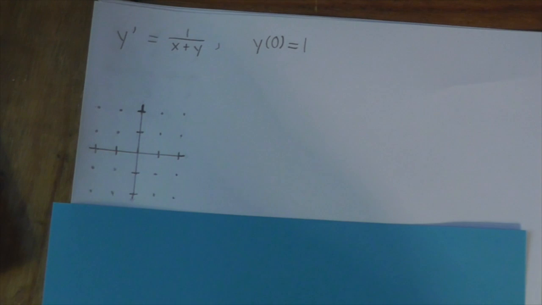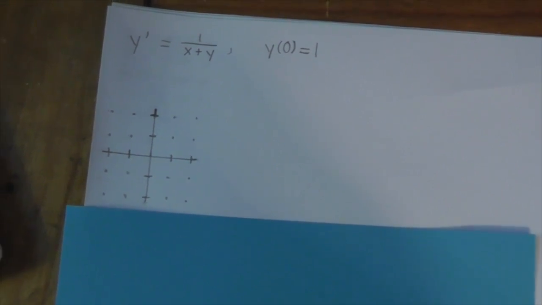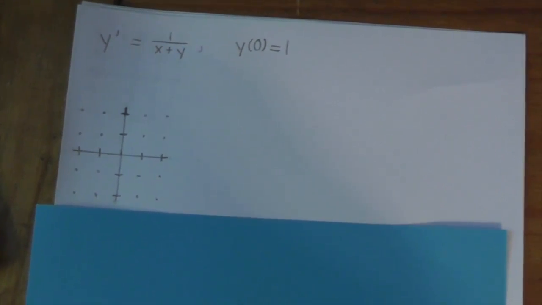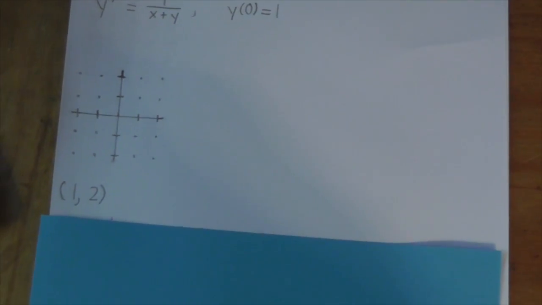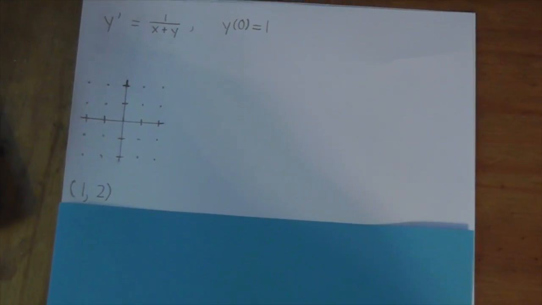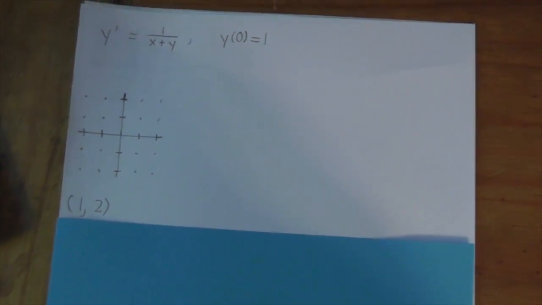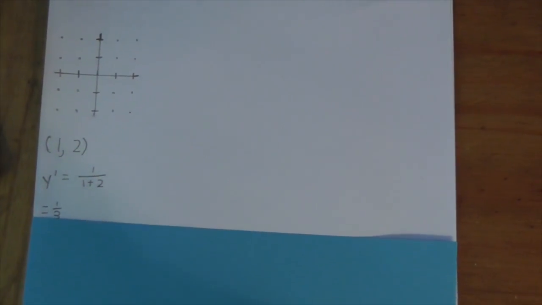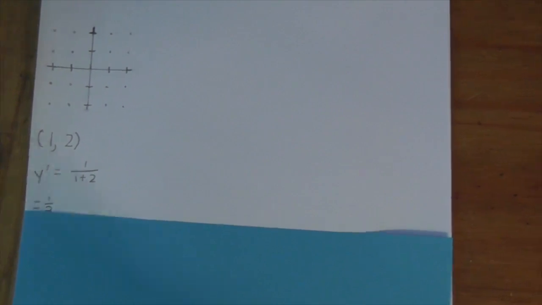Remember that y prime represents the slope at any given point, and y and x represent the coordinates of that point. So for example, if we plug in the point 1, 2 into this equation, then x equals 1 and y equals 2. So y prime, or the slope of the equation at that point, equals 1 over 1 plus 2, or 1/3. So we can use this information in our graph to show that the slope of the equation at the point 1, 2 is 1/3, and graph a tick mark with that slope at that point.